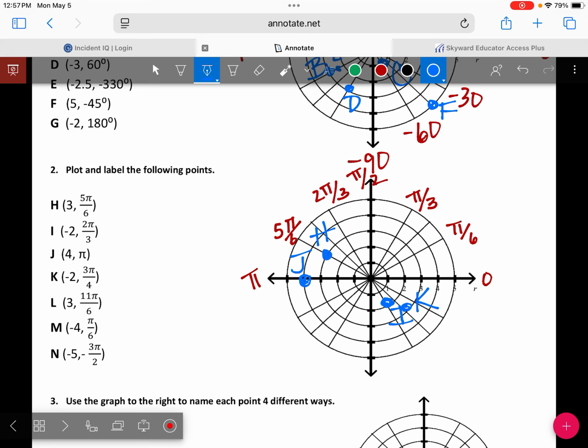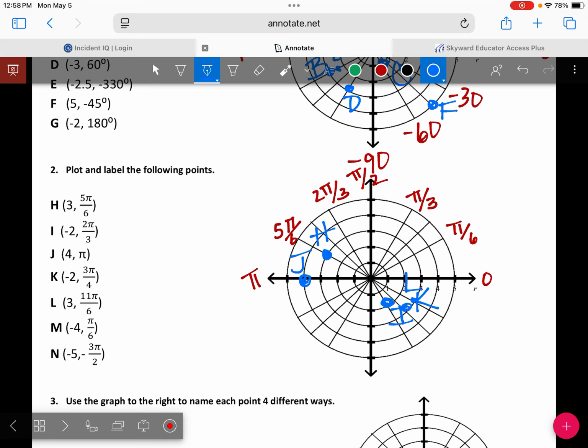And then we have L, which is 11 pi over 6. 11 pi over 6, that's here, and it's a positive 3, so that would be 1, 2, 3, so right here. Did you need something? Oh, okay. So right here, bye. This would be L. So it's like we got a whole bunch kind of clustered together.